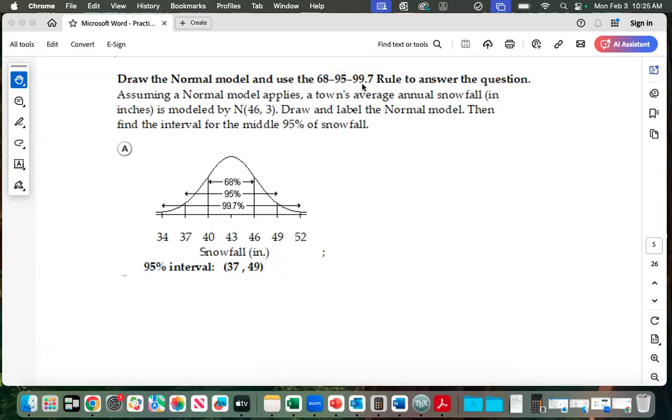And then let's get to the other one. For 95%, it should be within 2 standard deviations: mu minus 2 standard deviations, mu plus 2 standard deviations. If I multiply the standard deviation by 2, I get 6. So 46 minus 6, 46 plus 6. What do we get? 40, 52, I think. And then you should also do the same thing for the 99.7. 99.7 means within 3 standard deviations.